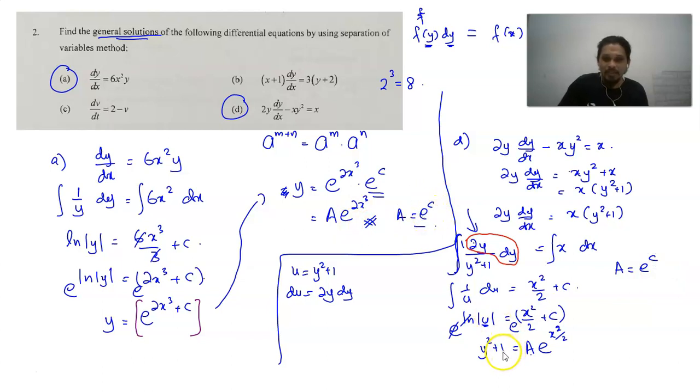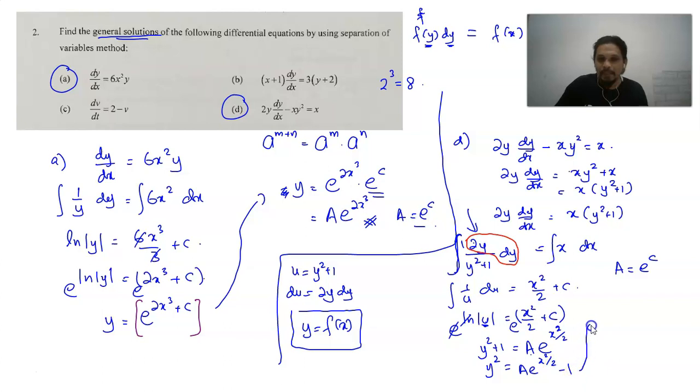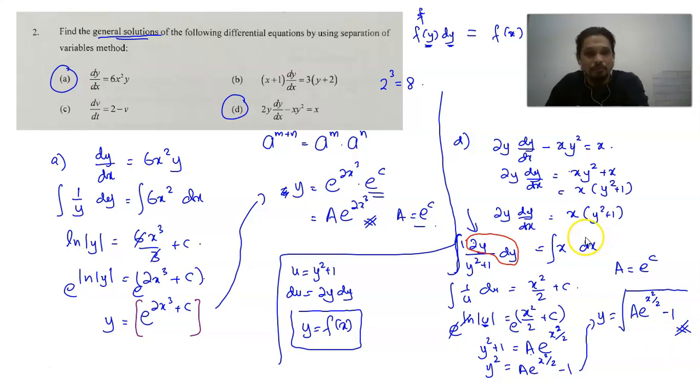We want the final answer in the form of y equal to f(x). So then y squared equal to a e to the power of x squared divided by 2 minus 1, and finally y equal to the square root of a e to the power of x squared divided by 2 minus 1. There you go. So that's the solution for question number 2.